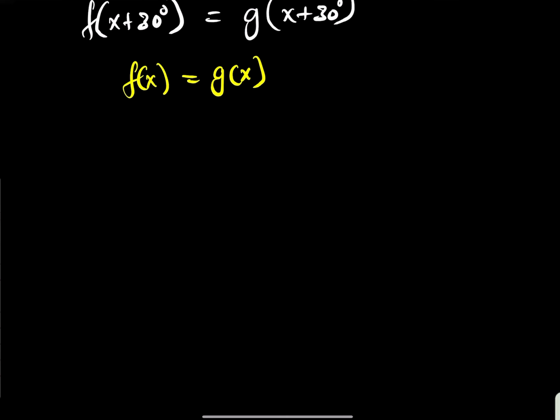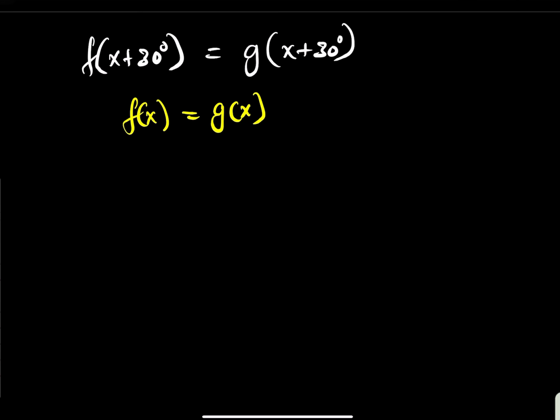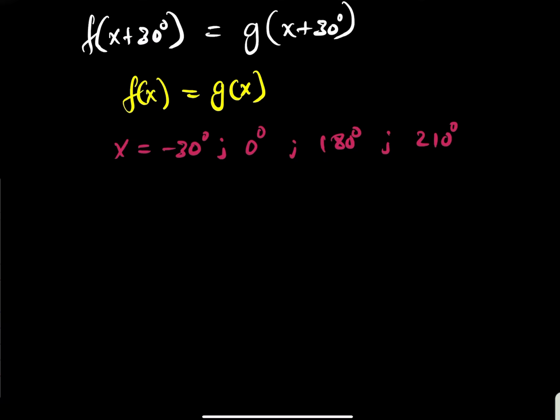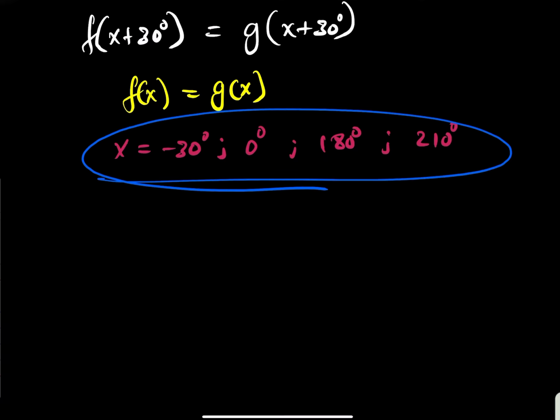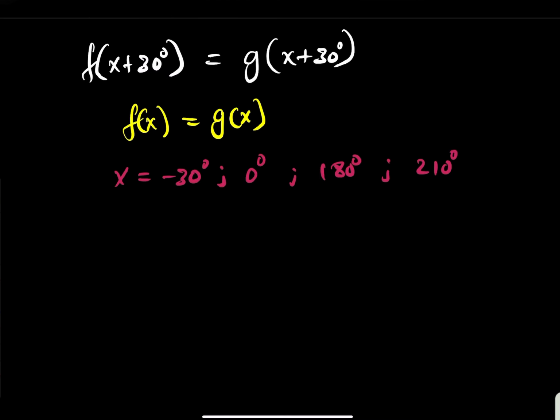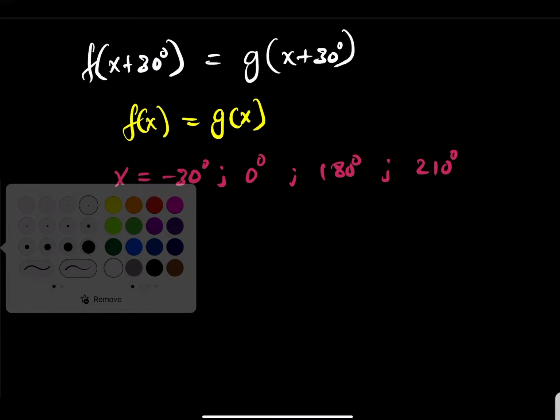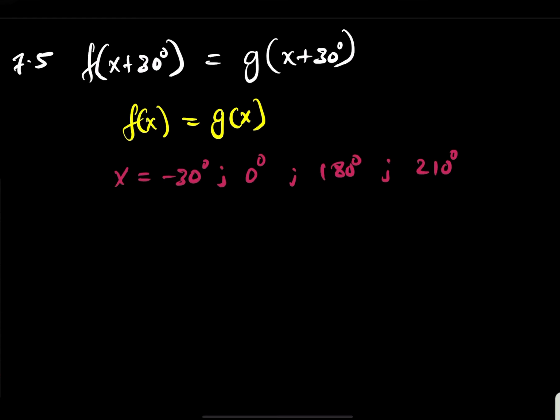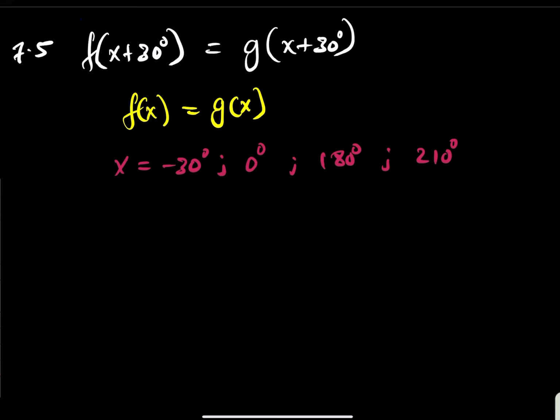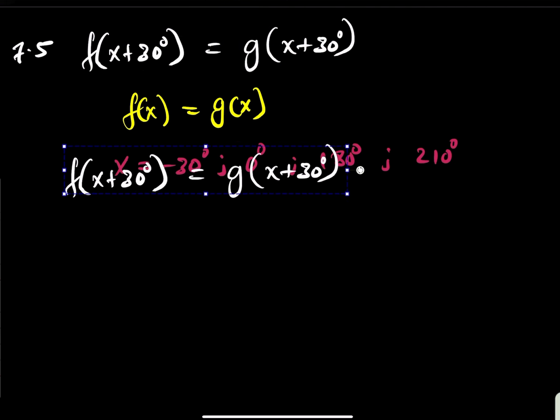Okay. Now, these guys are equal when x is negative 30 degrees, and then also at 0 degrees, and then also at 180 degrees. They are also equal at 210 degrees. So now I'm going to move these points to the left. This is the meaning of this particular. Let me just write where we are, basically. So this is 7.5. Let me recopy that and just put it here.